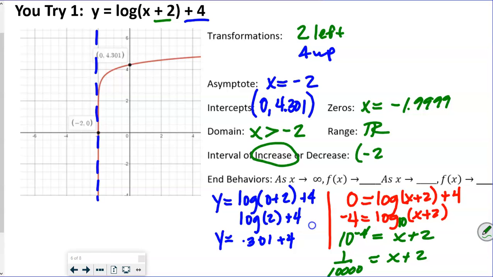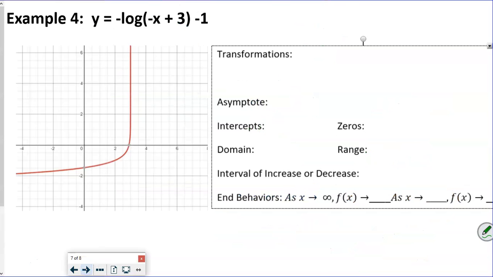From -2, again, our asymptote onto infinity, right? So our end behaviors, as x approaches infinity, that means we're going right here. Where's the graph headed? Towards infinity. And as x approaches -2, that's our asymptote, we're going to head towards negative infinity because the graph is going down, right? All right.